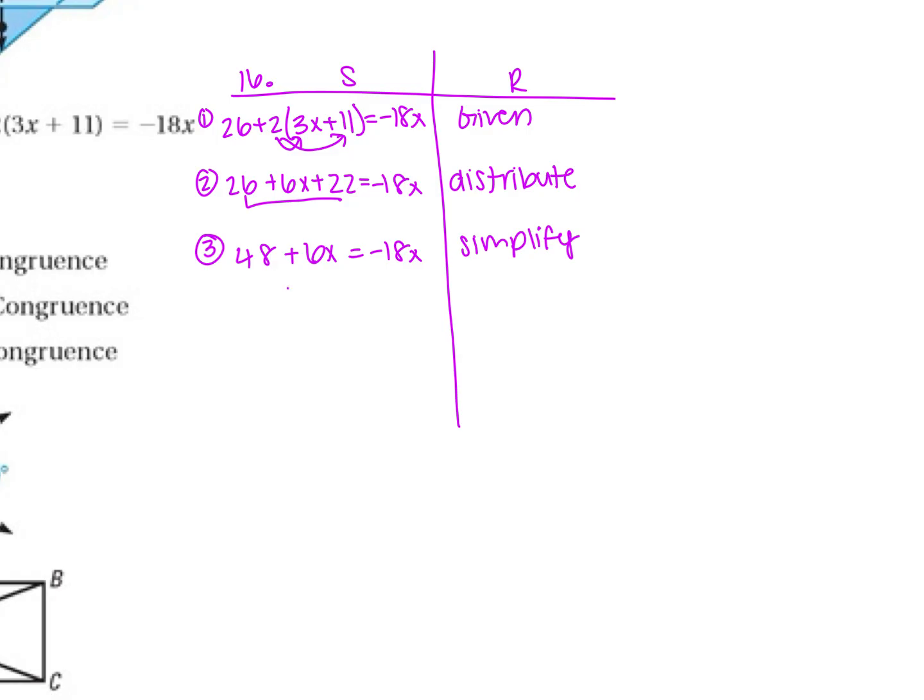Now I'm going to go ahead and subtract 6x to get my x on one side. So 48 equals negative 24x. And then my last step is to divide.